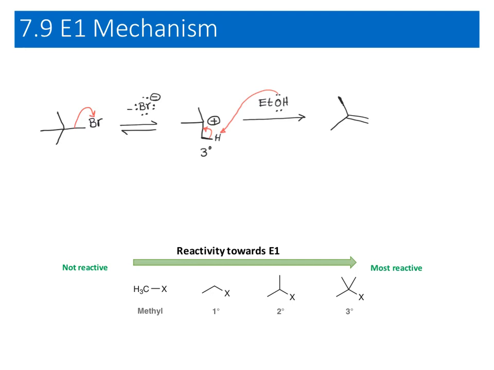Similar to SN1 and E2 mechanism, E1 also prefers a tertiary substrate. So the tertiary alkyl halide is more reactive. Basically, it is the most reactive substrate. Then we have the secondary, primary, and methyl is almost unreactive. And the reason behind that is because we are forming this intermediate, which is a carbocation, and the more substituted the carbocation, the more stable it would be. So the E1 mechanism is faster with the tertiary carbocation.